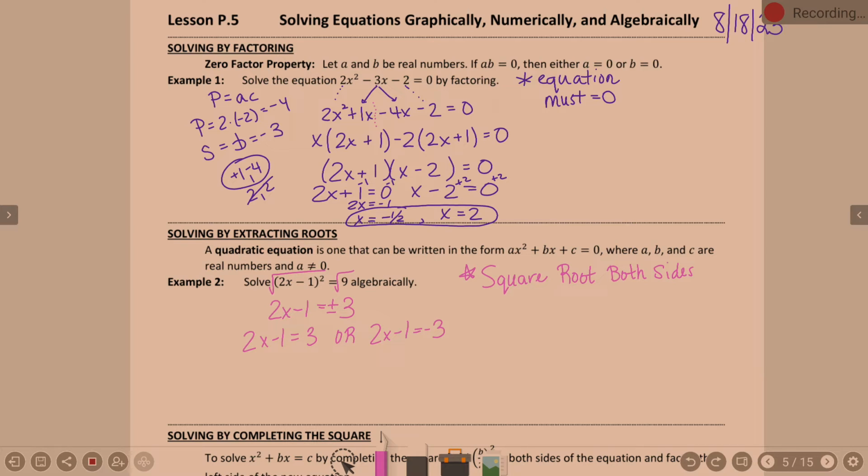Okay, do your math. So in this one I have 2x equals 4, so x equals 2. On this one, two and negative 1 is your answers?